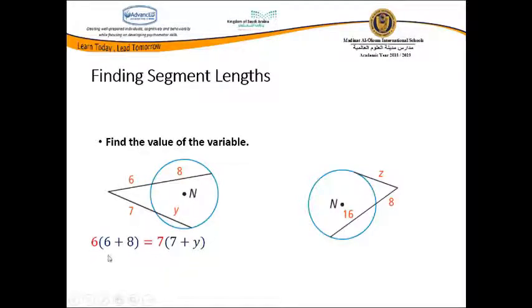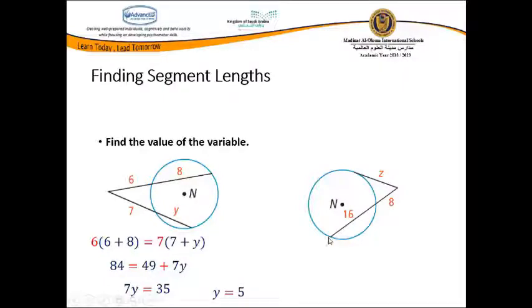Let's solve this equation. 6 times the sum 14 equals 84. 7 using the distributive property, 7 times 7, 7 times y. Then 84 equals 49 plus 7y. By solving this equation, we will get that 7y equals 35, then y equals 5.